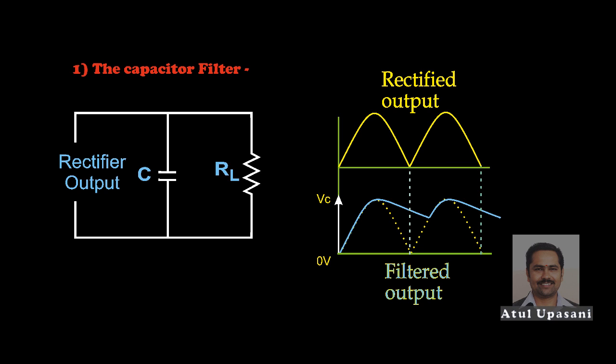Second thing, as we have already discussed, the capacitor bypasses the AC voltage and blocks the DC. So that property is also used here. So due to which only the AC will be bypassed here and the remaining DC will continue flowing towards the load resistance. Now the second filter is the inductor filter.